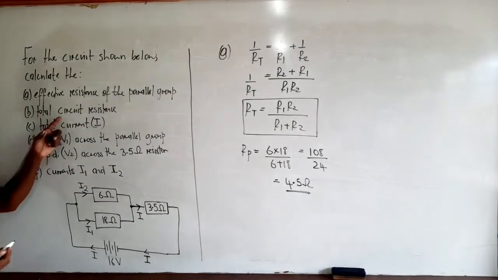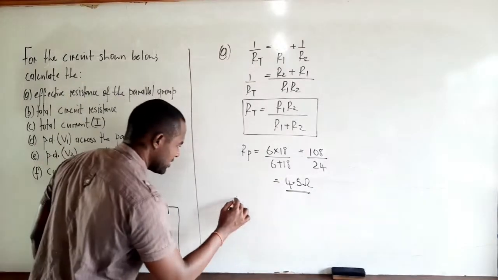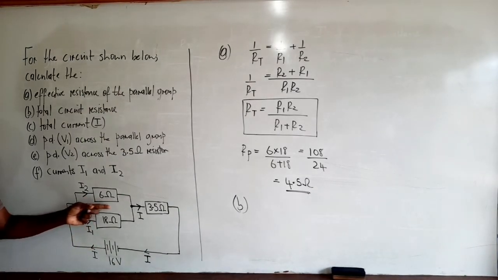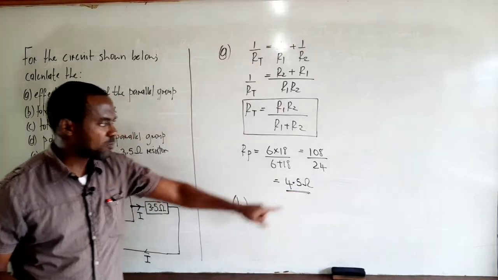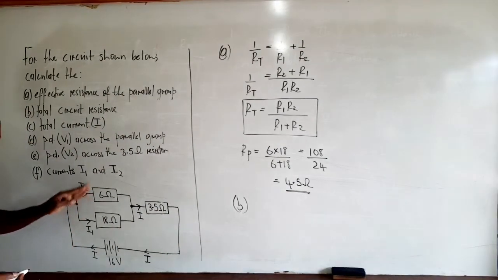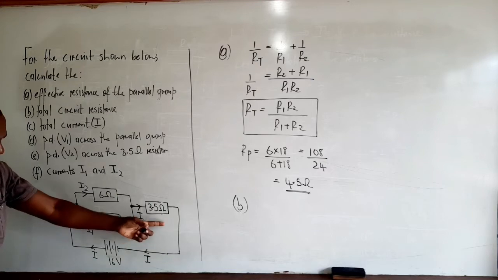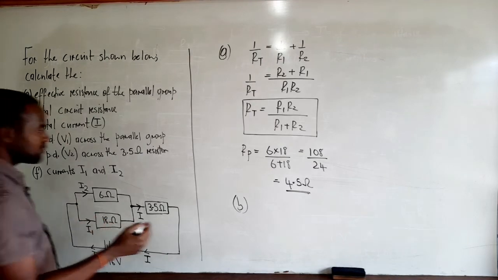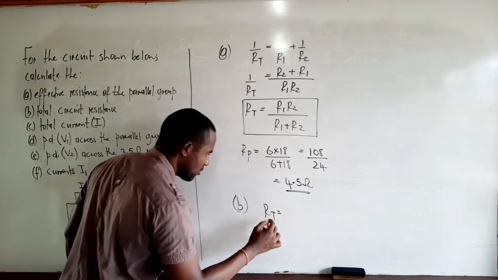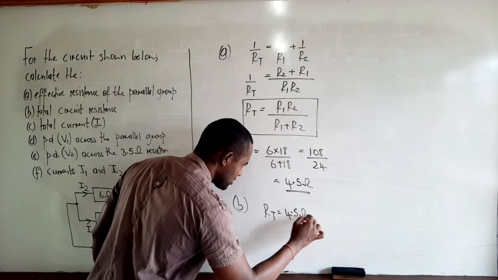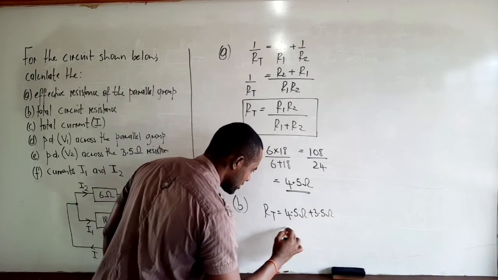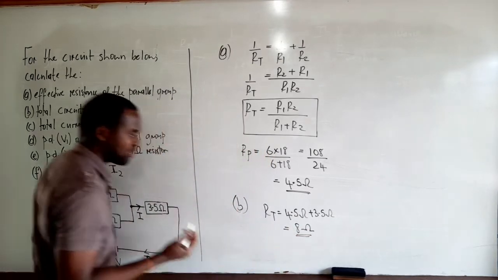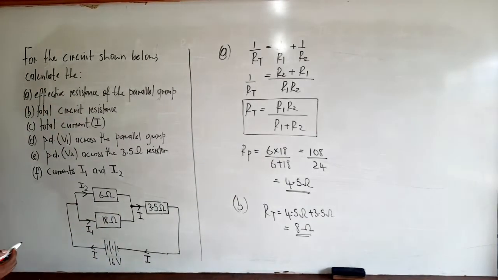Now let's look at part B, the total circuit resistance. Having found the equivalent resistance of these two in parallel, this is equivalent to a single 4.5 ohm resistor, and that combination is now in series with the 3.5 ohm. So the total circuit resistance, let's call that RT, would be equal to 4.5 ohms plus 3.5 ohms, which gives us 8 ohms. So the total effective resistance in this circuit is 8 ohms.